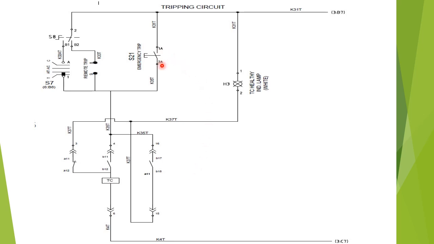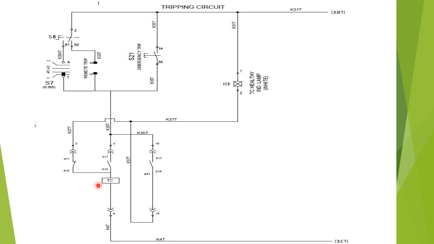Now in this figure, the tripping circuit has been shown. Here S8 is the local remote selector switch, S7 is the TNC switch, and here the two terminals have been shown for the remote operation, that is the operation of the circuit breaker from SCADA or RTU. S21 is the emergency push button for emergency trip. Here a lamp has been shown for the trip circuit healthy condition. Under healthy condition of the trip circuit, this lamp will glow white.